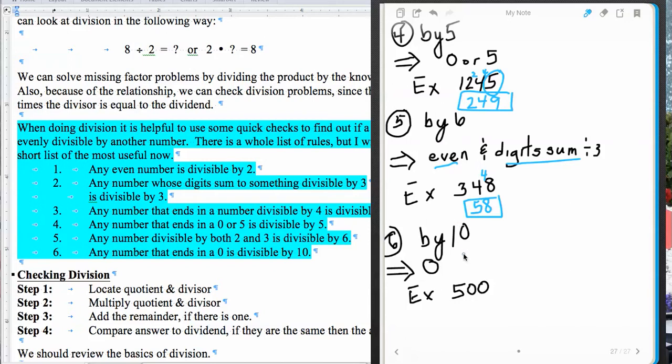Our last one is divisibility by 10. We know a number is divisible by 10 if it ends in a 0. Let's check it out. It ends in a 0. 10 will go into 50 5 times, and 10 will go into 0 0 times. Bingo, it's divisible by 10. And those are your divisibility rules. They'll help you out in a lot of ways.